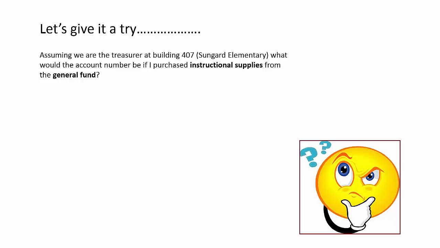Let's give it a try. Let's assume we are the treasurer at Building 407, and we'll call that SunGuard Elementary. What account number would be used if I was to purchase instructional supplies from the general fund? Our first section of the account number is fund. General fund in this case is 6. If you recall, the second section is responsibility. Schools are always 90.